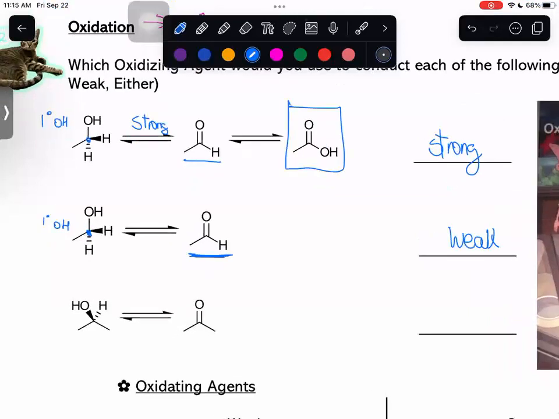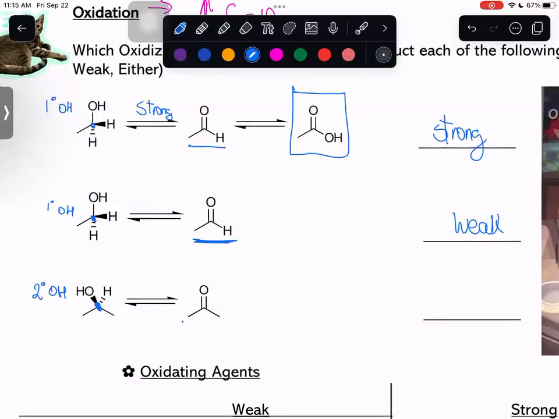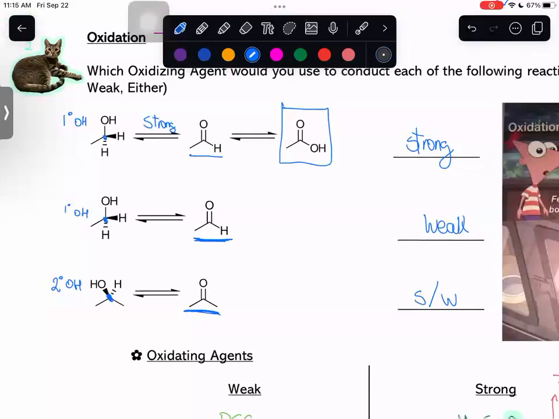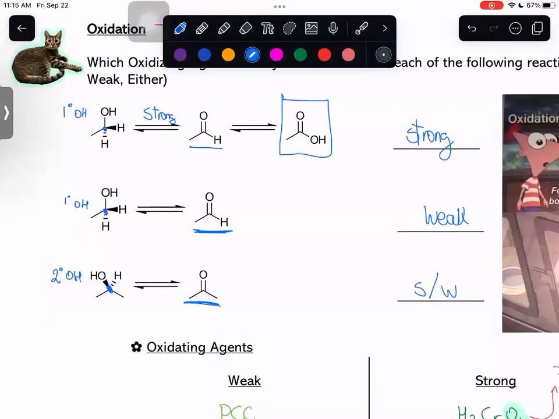And now, again, very similar. Very last one. What kind of alcohol is it? Secondary. Secondary alcohol. We have two R groups. And we're always going to end up creating a ketone, okay? It doesn't matter if you're using a weak or a strong oxidizing agent. It's always going to be the same exact product. So strong and weak. Exactly. So again, it's just identifying the initial molecule and what's the final product.